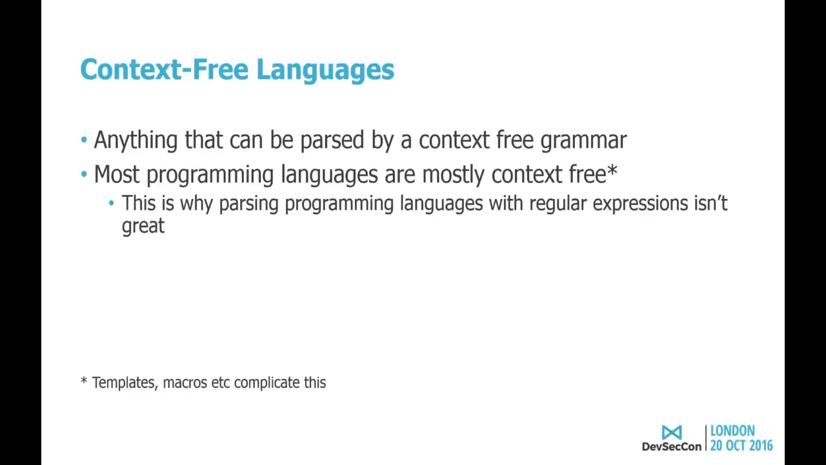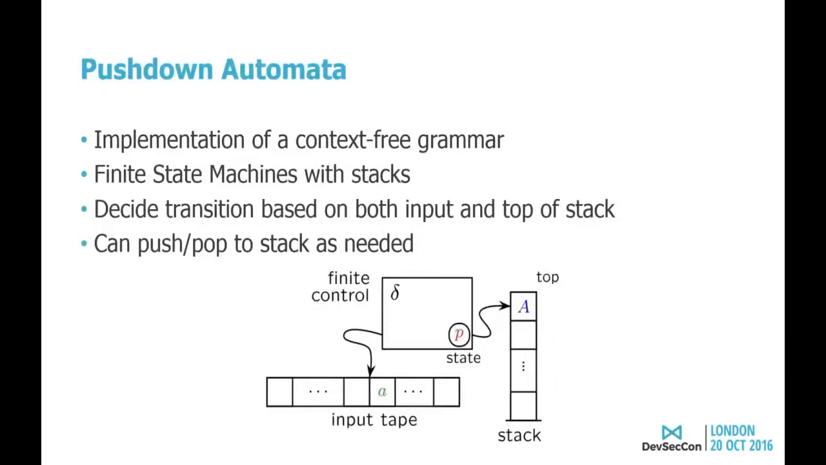But context-free grammars get implemented as a push-down automata, which is essentially a finite state machine, but with a stack bolted on the side of it that you can push and pop from. It allows you to decide transitions within your state machine based either on what's coming in from the tape, what's on the stack, or both. So that's essentially how parsers for most programming languages function.